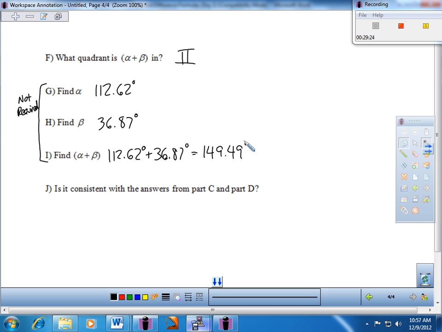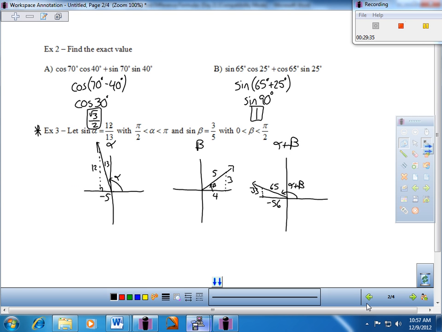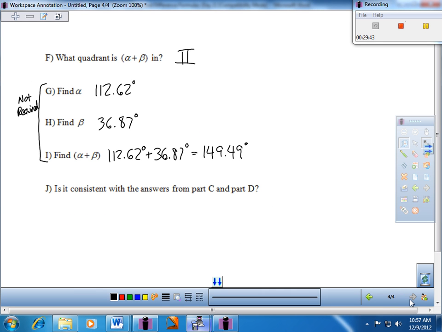That is what alpha plus beta should be. Okay, that's our angle. And if I go back just a screen or two, just in terms of the way I drew everybody, does that look like 149.49, give or take? Yeah, sure. Okay. There's one last question, and then we'll kind of bring this to a conclusion. It just says, is it consistent with the answers from part C and D? So here's what I'm thinking, everyone. On your paper, let's write this.